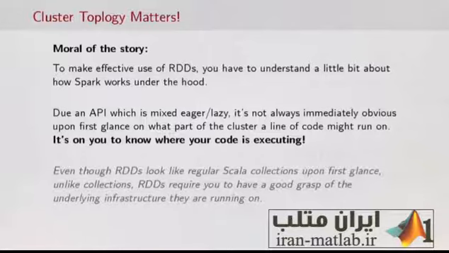So when you write a line of code like foreach, you really have to think about where that code is going to execute. If you write foreach and you want to do some foreach println to see what is going wrong with your data set, you're not going to see the result of that because that's being executed on the workers. So you really got to think about where your code is executing. It's on you to know where that code is executing. So remember, even though RDDs look like regular Scala collections upon first glance, unlike Scala collections, RDDs require you to have a good grasp of the underlying infrastructure that they're running on. That's the takeaway for this session.